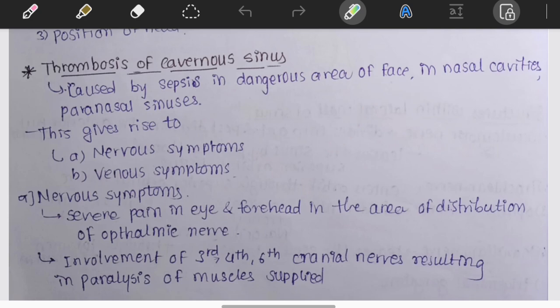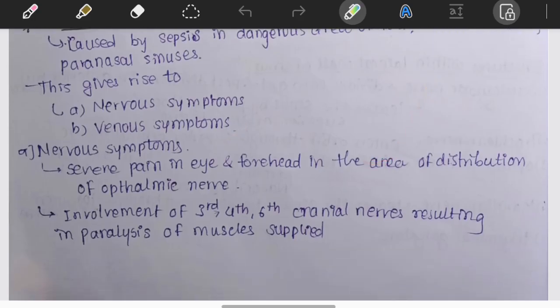Why do symptoms occur? Why does this disease produce both nerve symptoms and vein symptoms? Because inside the cavernous sinus we have cranial nerves and major veins together. So thrombosis affects both. That's why the symptoms are divided into nervous and venous symptoms. Let's understand the nervous symptoms. First one is severe pain. The patient complains of severe pain around the eyes and forehead.